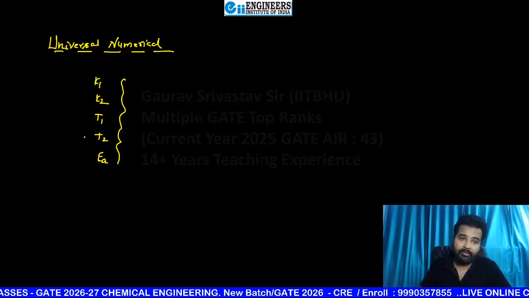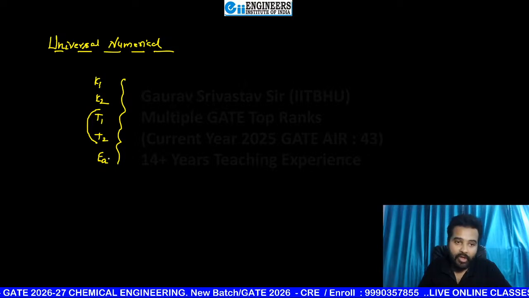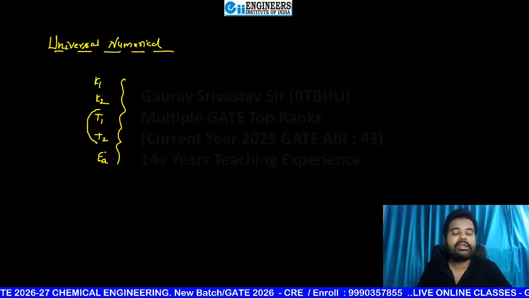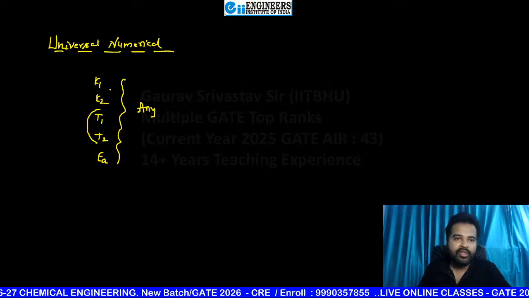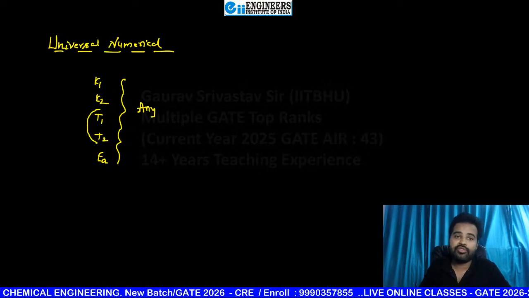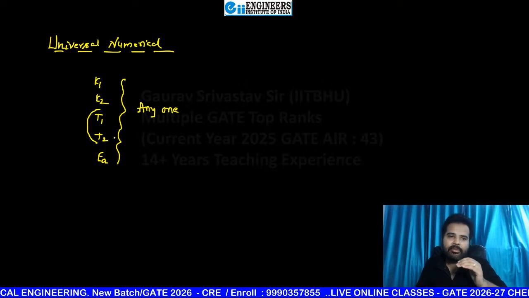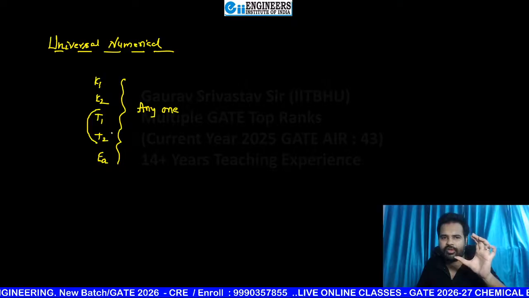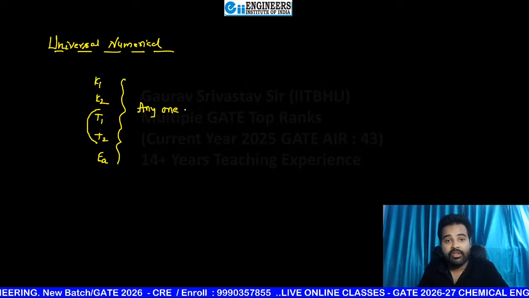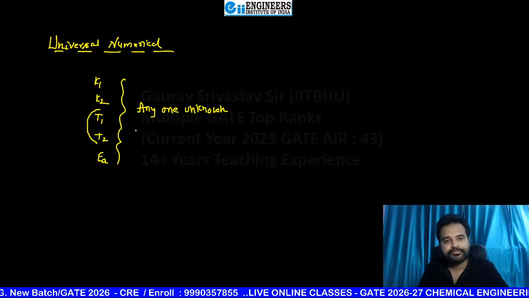So maybe any one temperature may be unknown there, or maybe all things are given and EA is not there. So any one unknown. Mainly you can say one, two, three, four type of questions. Why I'm saying five types? Maybe lower temperature unknown, maybe higher temperature unknown, but both you can consider just like one case. So overall four cases. So any one unknown here.